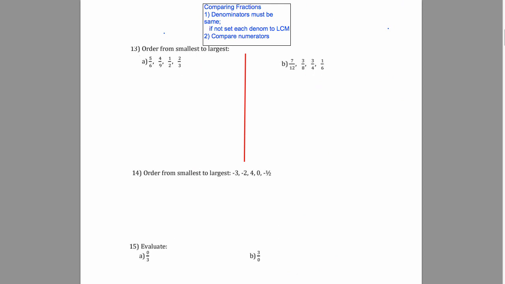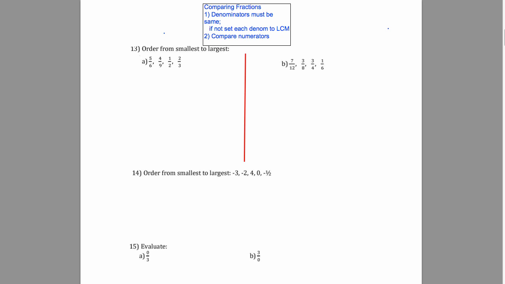Problem 13 asks you to order the given fractions from smallest to largest. Now, in order to compare fractions, each fraction has to have the same denominator. If they do, then you determine which one is smaller, which one is larger by comparing the numerators. If the denominators are not the same, then you need to make them the same.